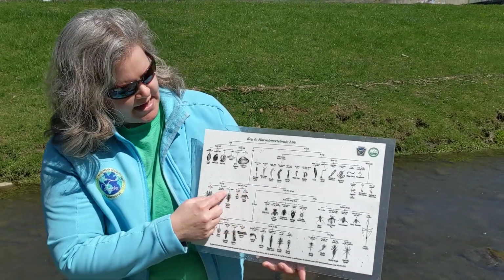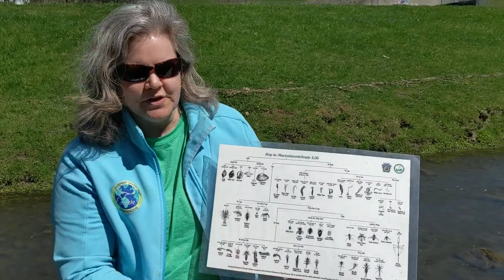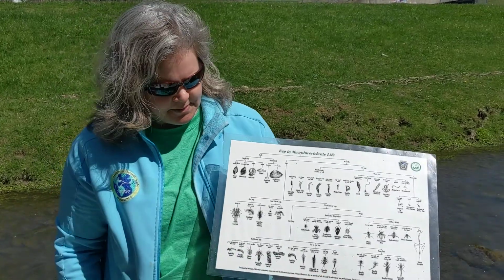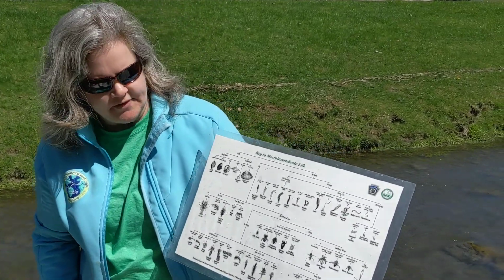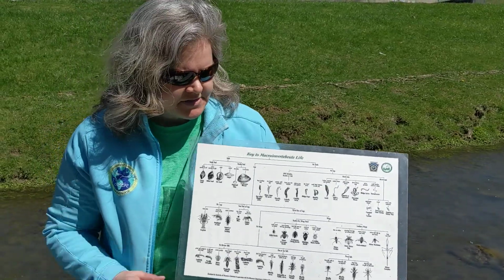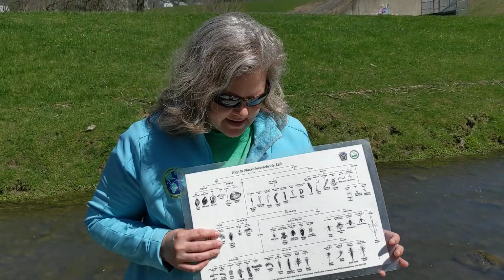And then when you get down here, it asks how many legs it has, whether it has wings, and then at the very bottom it asks if it has any tails, and then how many. So this is a real simple key that we use all the time.